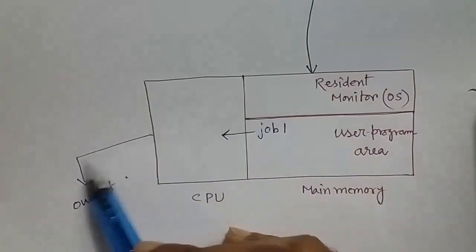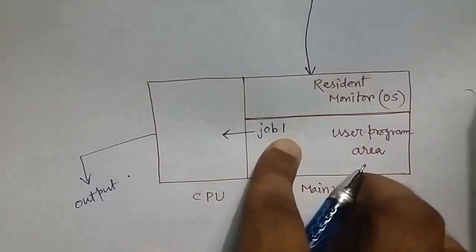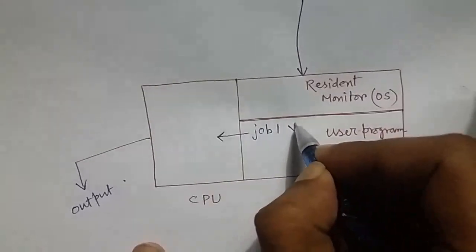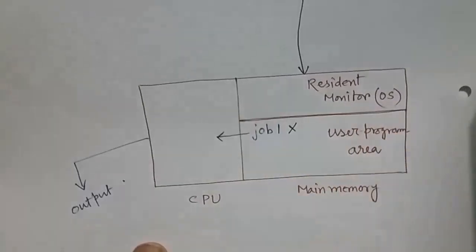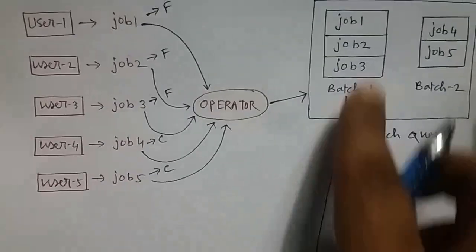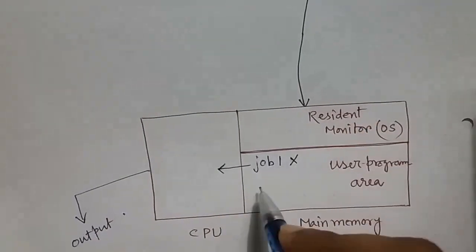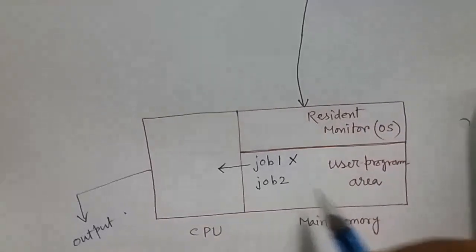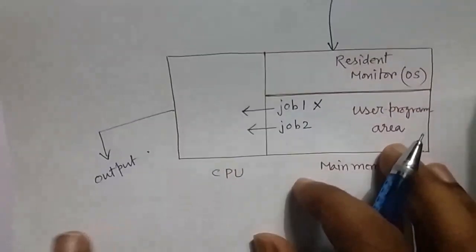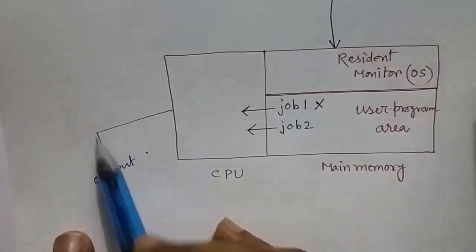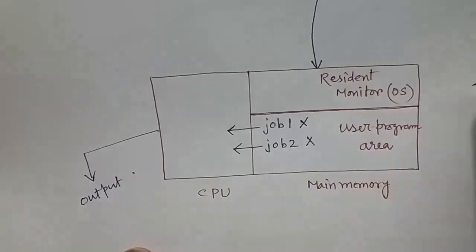Okay, so when the output is produced by the execution of job 1, job 1 will be deallocated from the main memory. After the execution of job 1, job 2 will be loaded in the main memory by the resident monitor. So job 2 is now loaded for execution, and when the CPU is available, job 2 will be sent to the CPU for execution. Then the output is produced and job 2 is deallocated from the main memory.